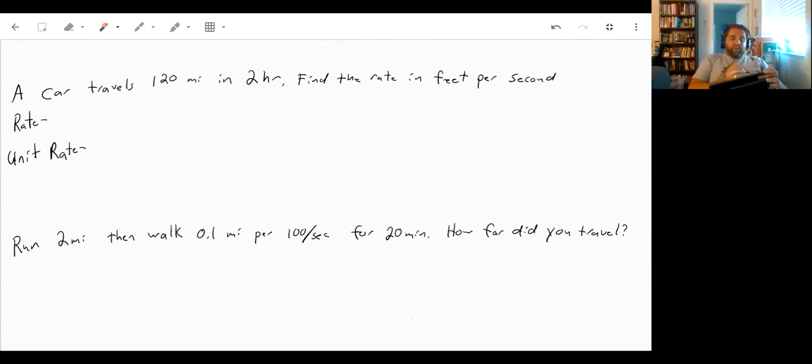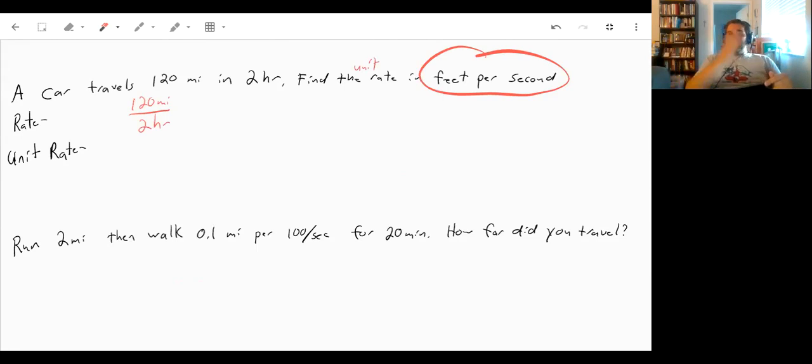For this question, we have a car that travels 120 miles in 2 hours. So we're going to have 120 miles over 2 hours. Well, what we have to do then is, it actually wants us to find the unit rate in feet per second. So we need to convert from miles to feet and from hours to seconds. Now, the easiest trick with this is start with what you know. How many minutes are in an hour? I don't know how many seconds, but how many minutes? Well, we know that 1 hour has 60 minutes.